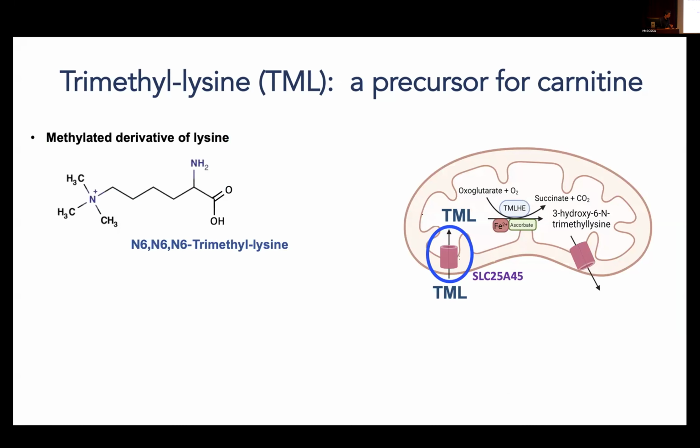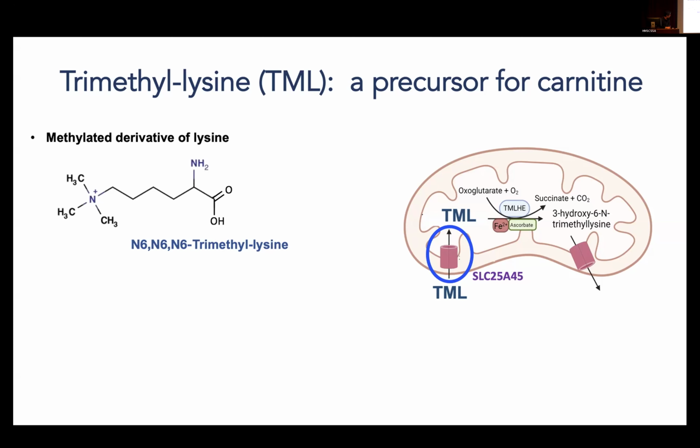So what is trimethyllysine? Honestly, I didn't know anything about trimethyllysine until we studied this. Trimethyllysine is a methylated lysine, with a trimethyl moiety on a lysine residue. It's known that this trimethyllysine gets into the mitochondria, is hydroxylated, and is eventually converted to gamma-butyrobetaine. And this is a precursor for L-carnitine.